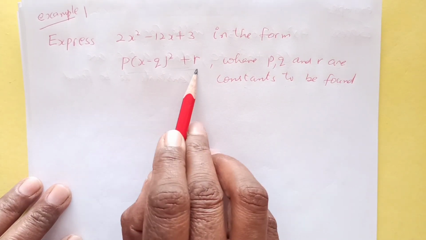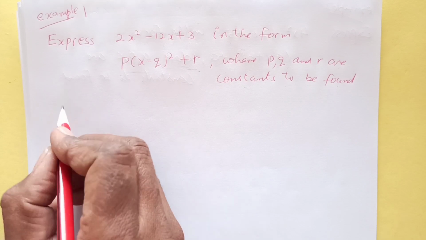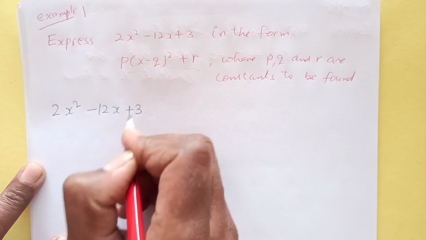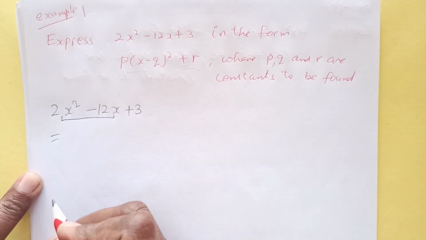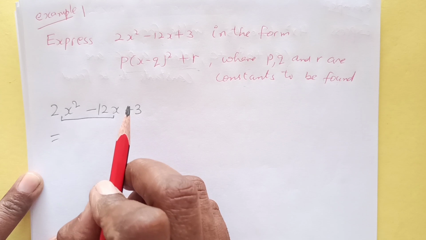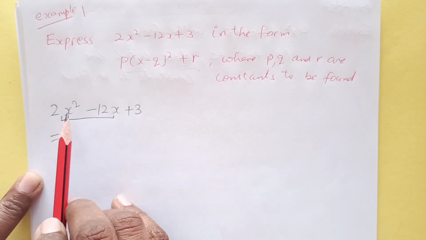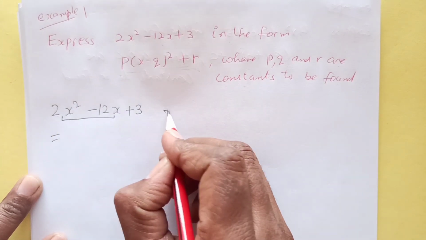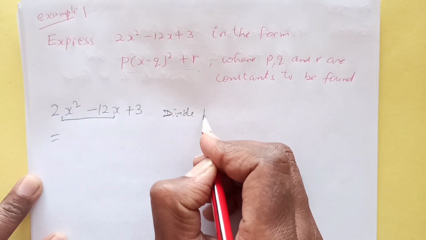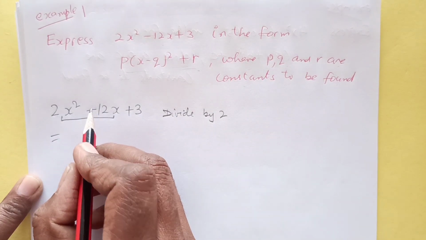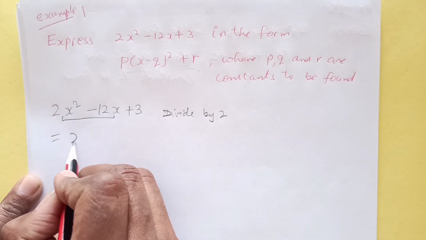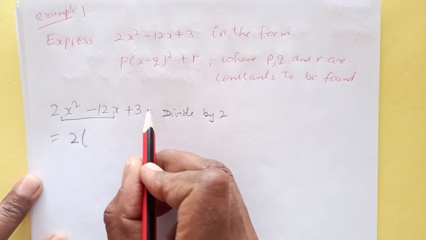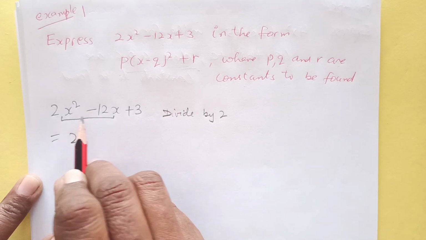If you see, this is a completed square form. So we will take this equation 2x squared minus 12x plus 3, right? We will take the first two terms. Okay, let me tell you one thing. To use this formula, your coefficient of x squared should be 1. So we will just divide by 2. We can't just divide the equation because there is no equal to 0, so we have to just take out 2 from here.